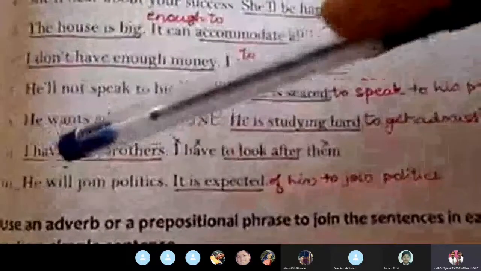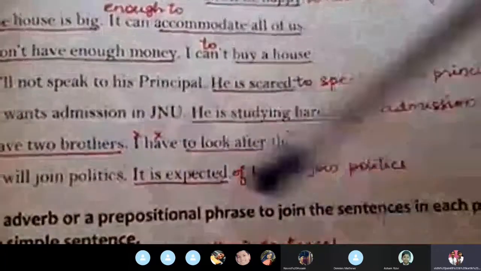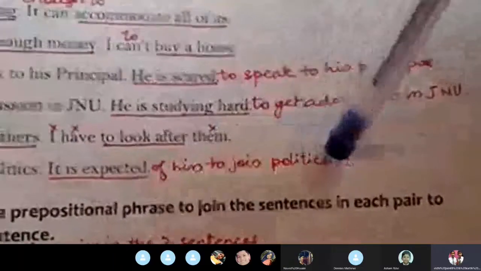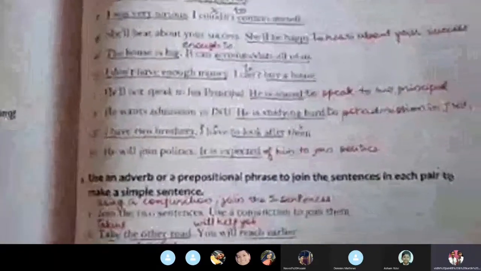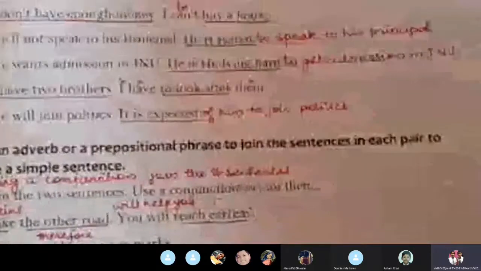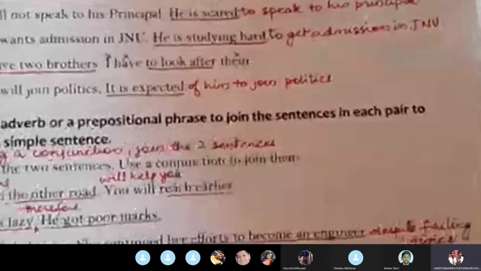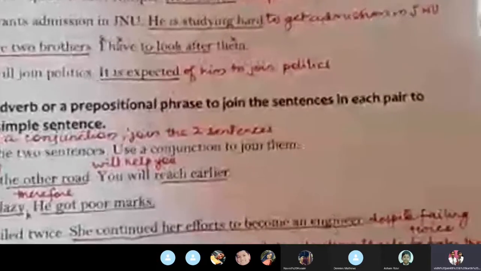Number 10: He will join politics. It is expected. Answer: It is expected of him to join politics. Take the exercises that you'll do: number 4, number 5, number 9. Come to D exercise. Use an adverb or a prepositional phrase to join the sentences in each pair into a simple sentence. Number 1, join the 2 sentences.